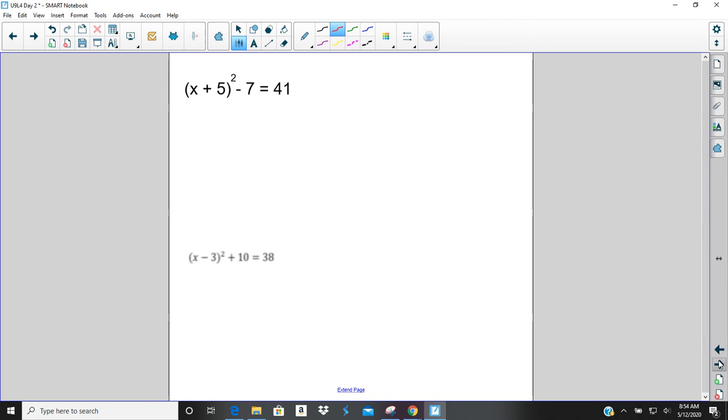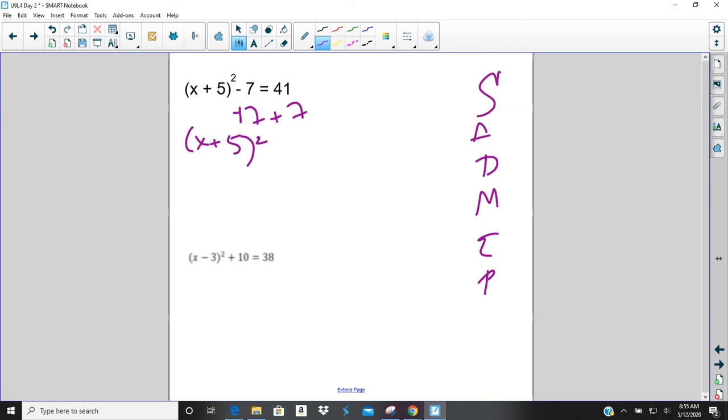The final set of questions is going to be the hardest ones. They're going to have multiple steps, and we're going to have things that might not go down to a nice perfect square. So let's go through the first question together. We're going to add 7 to both sides because with SABMEP, that's what we do first. We're left with parentheses x plus 5 squared equals 48. Next step would be the exponent, so I'm going to take the square root of both sides.